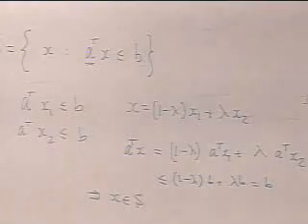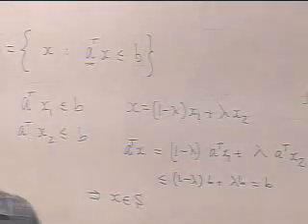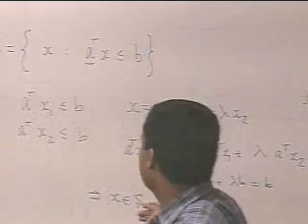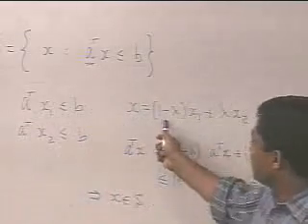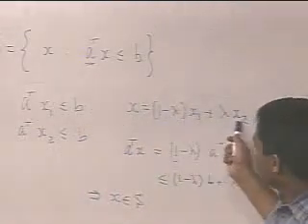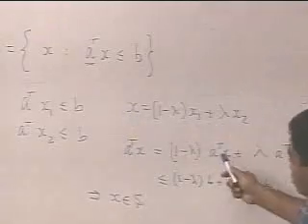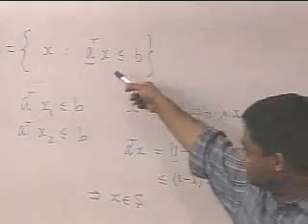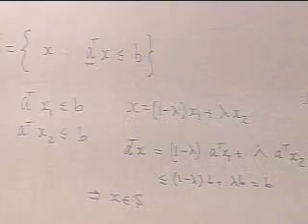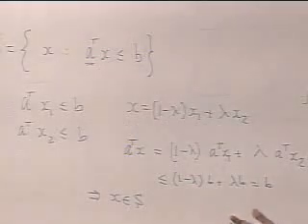All right? So that's typically how you would go about proving that a particular set is convex. Take 2 points that belong to the set, take a convex combination of those points, call that x, check whether the constraints defining the set S are satisfied by this new point x, and you're done.